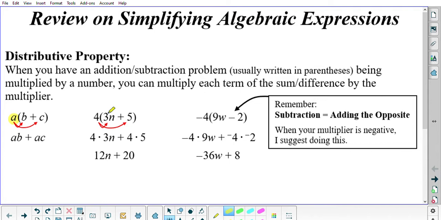So putting it in terms of numbers, in this case, 4 is the multiplier, so we have 4 times 3n, 4 times 5, and then obviously we can simplify that. 4 times 3n is 12n, 4 times 5 is 20.